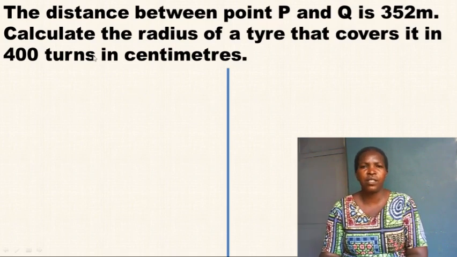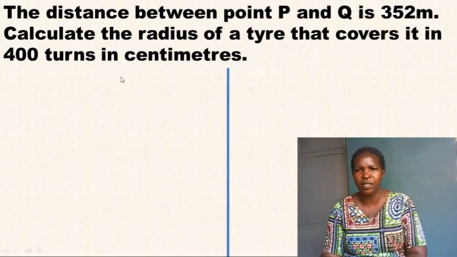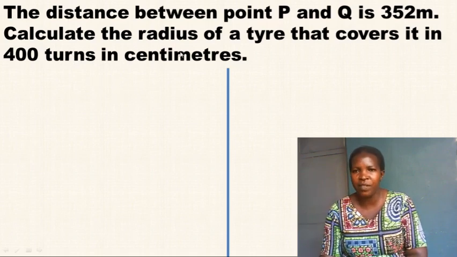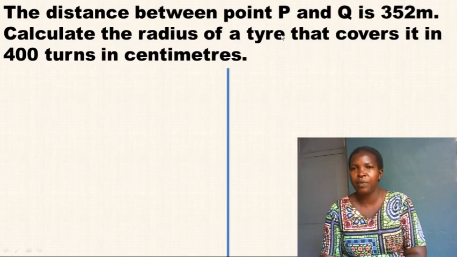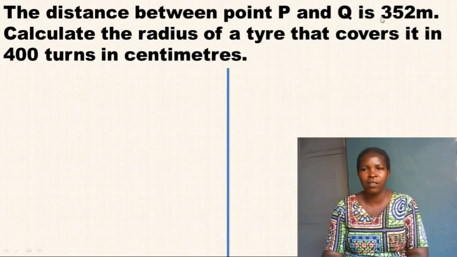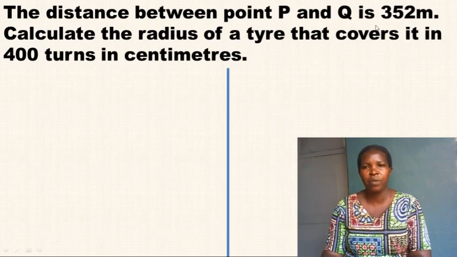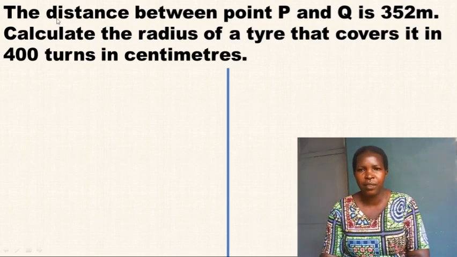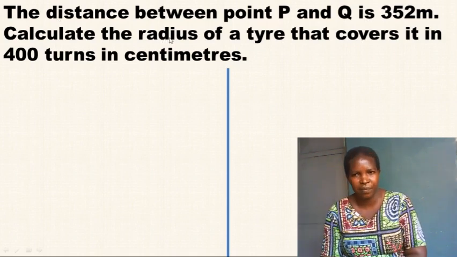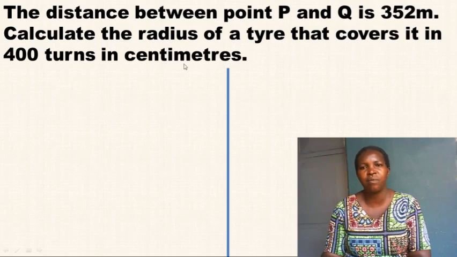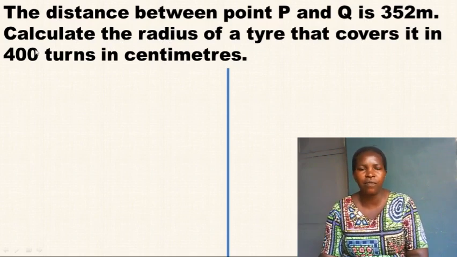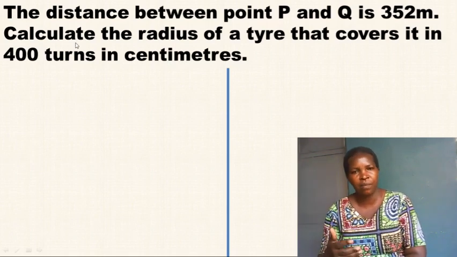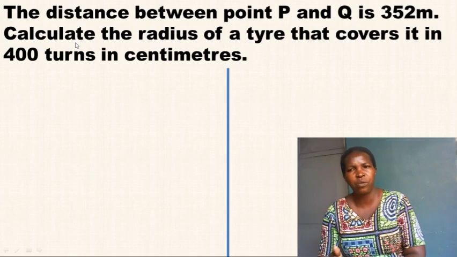My dear boys and girls, in this question, we need to identify those important aspects that are going to help us work out the question. Among the important aspects, we have the distance between point P and point Q, which has been given as 352 meters. That point is very important. At the same time, we are required to look for the radius, which is needed in centimeters, and that it covers it in 400 turns. So we have the distance and we have the number of turns.